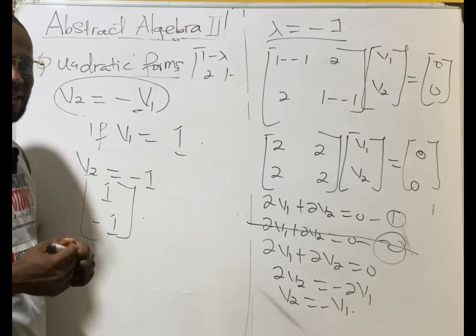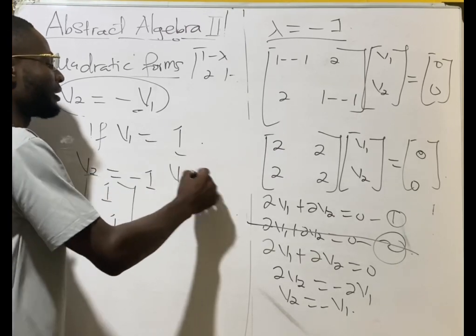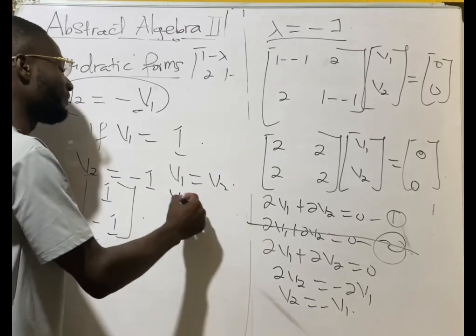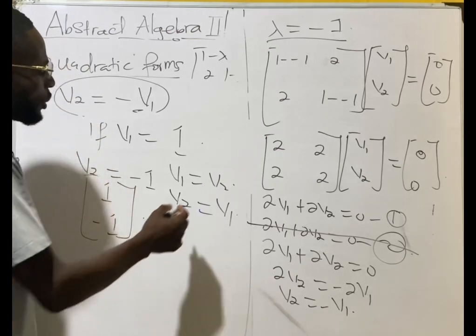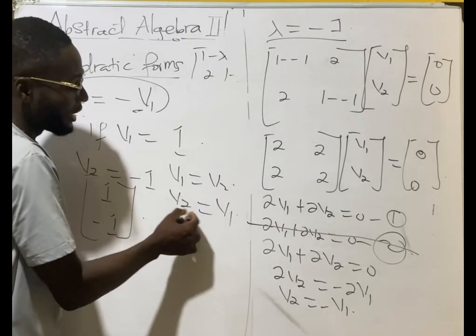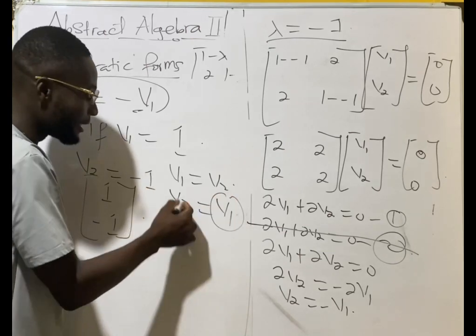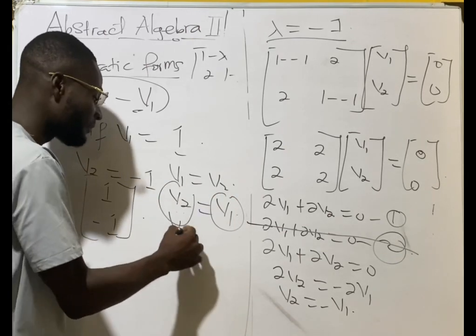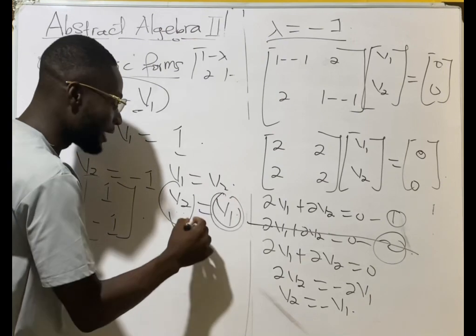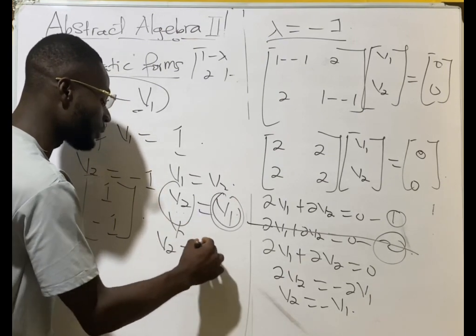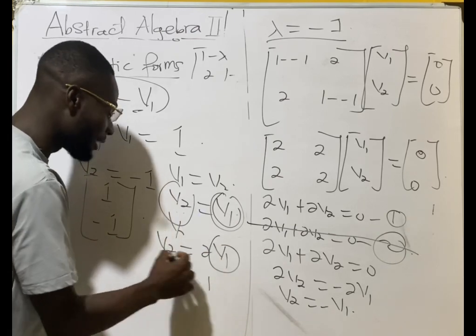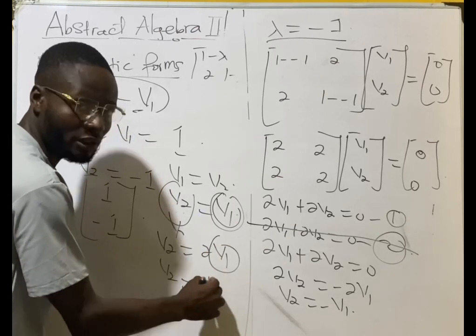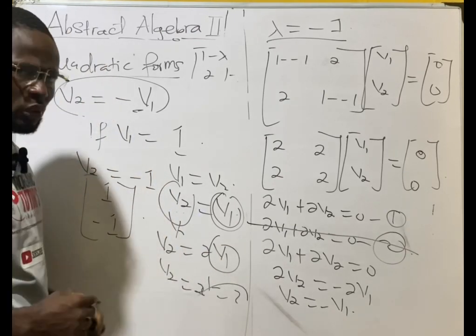Probably you can't tell me that you have v1 equals what? v2. It has to be what? v2 equals what? v1. That is the idea. So if this is 1, then this is also 1. But if this is 2 and v2 is 2 v1, then it means that if v1 is 1, then v2 would be what? 2 times 1, which is 2. So get this clear.